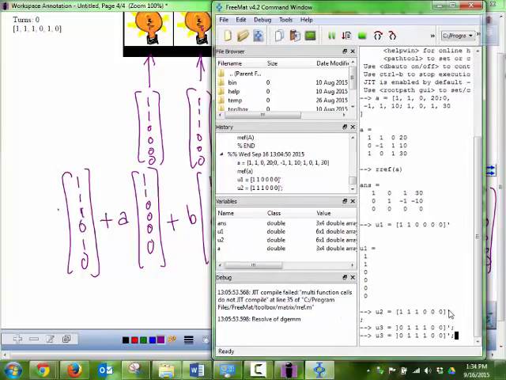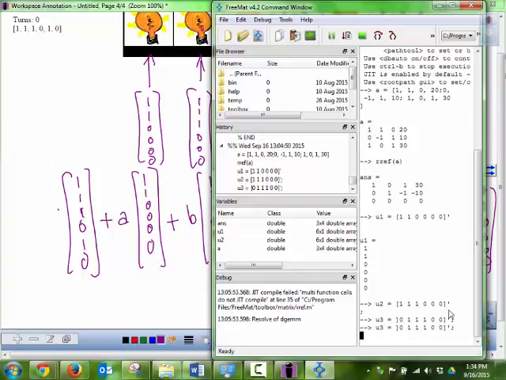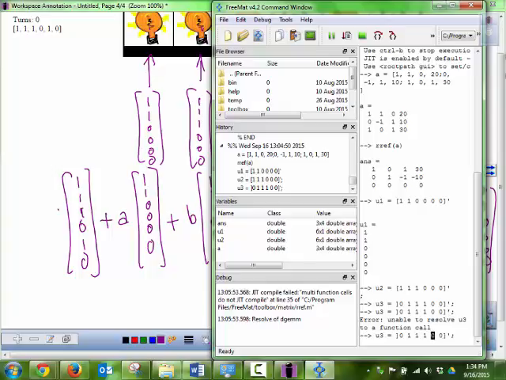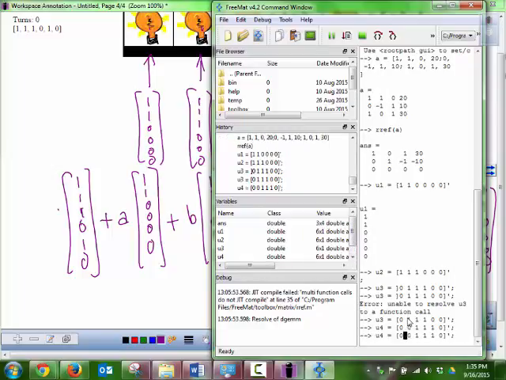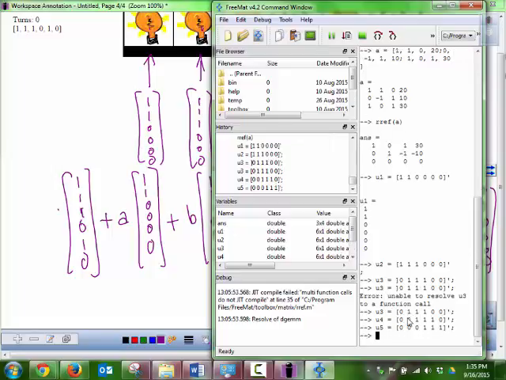I'm putting semicolons. I'm putting the prime to make it the transpose. I don't know if you guys remember that from your FreeMat. I did U3. U4. By the way, in MATLAB or in FreeMat, if you press the up arrow, you can get the last command, and so you can just change whatever you need to change. So U5. And U6.